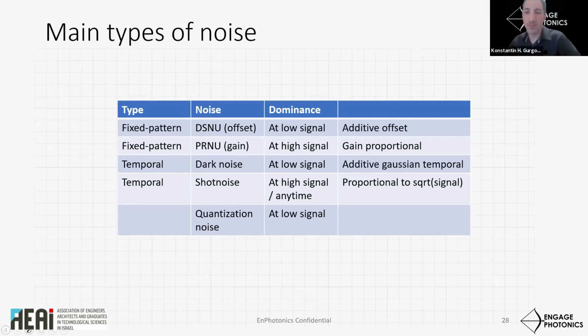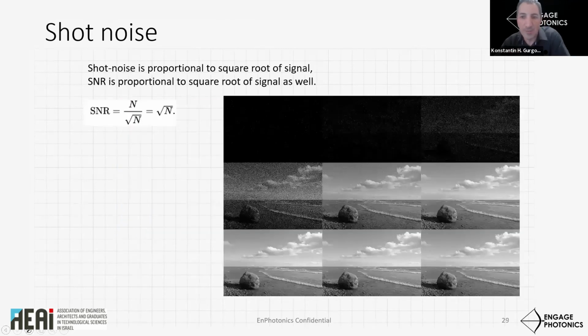DSNU is the difference in static offsets of the pixels, and PRNU is the difference between pixel gain. Shot noise is always present and is more dominant at high signals. This image demonstrates the nature of an image created by random discrete photons as a function of exposure. It is clear how much better the SNR gets with higher exposure.